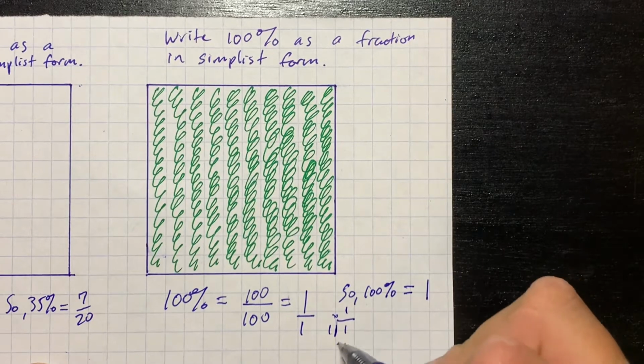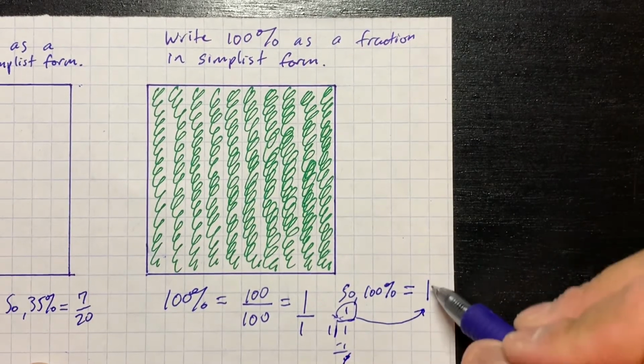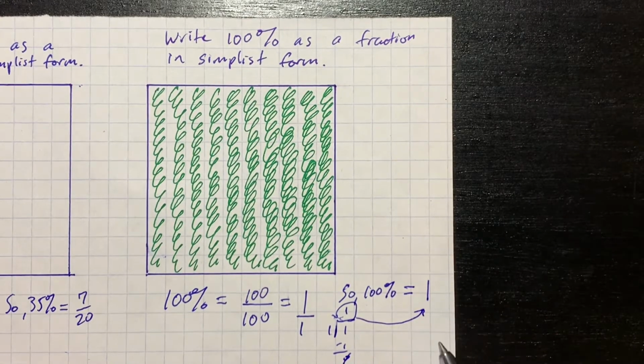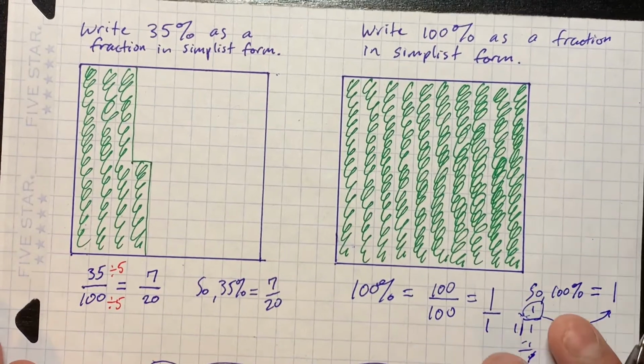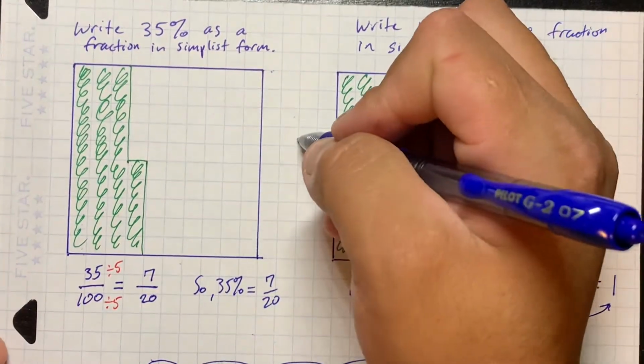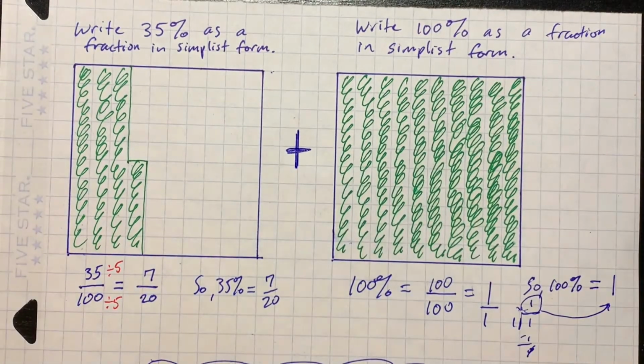1 times 1 is 1. 1 take away 1 is 0. But your quotient is still one whole. Okay? All right. But if we zoom out, now we know this stuff, but what if we were to add them together? These two diagrams, these two models.